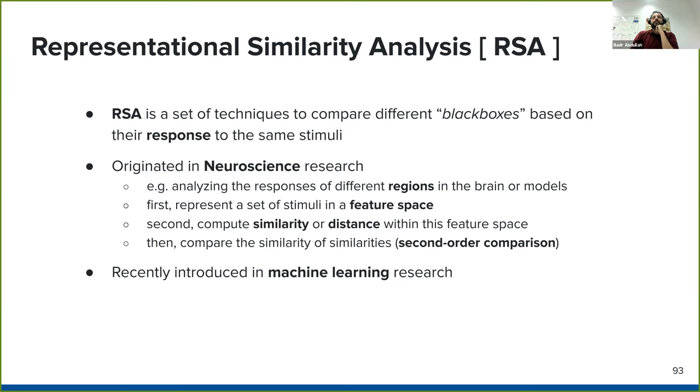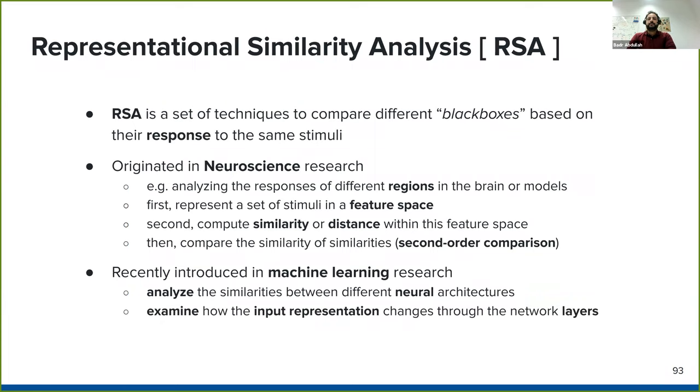But this technique has also been introduced into machine learning research recently with the goal to analyze the similarities or the differences between different neural architectures and examine how the input representation changes through the network layers as it gets from the input layer to the output layer. And here we use RSA to study the effect of linguistic experience, characterized by the language of the training data.